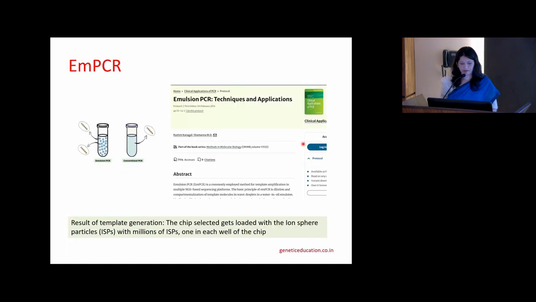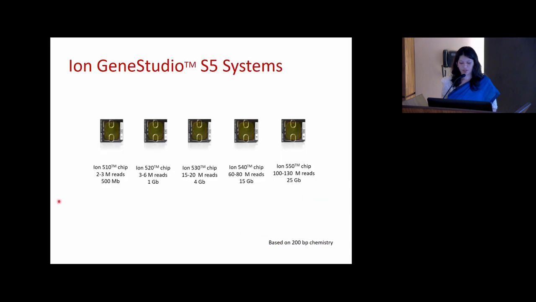And if someone wants to go back and read on emulsion PCR, the result of this template generation is that the chip that we have selected gets loaded with the Ion Sphere particles, the beads, with millions of these templates, one in each well of the chip.